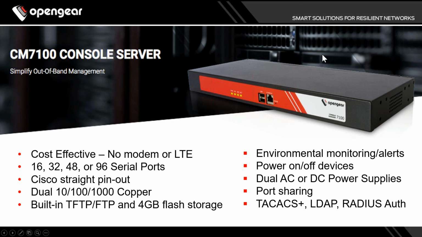For the 96 ports, we have 48 ports on the back and 48 ports on the front. It's Cisco straight pinout, which is pretty well the norm these days. It's dual Ethernet, and all our units have a built-in TFTP or FTP server. This one has 4 gig. The IM7200 has 16. It also supports environmental monitoring.